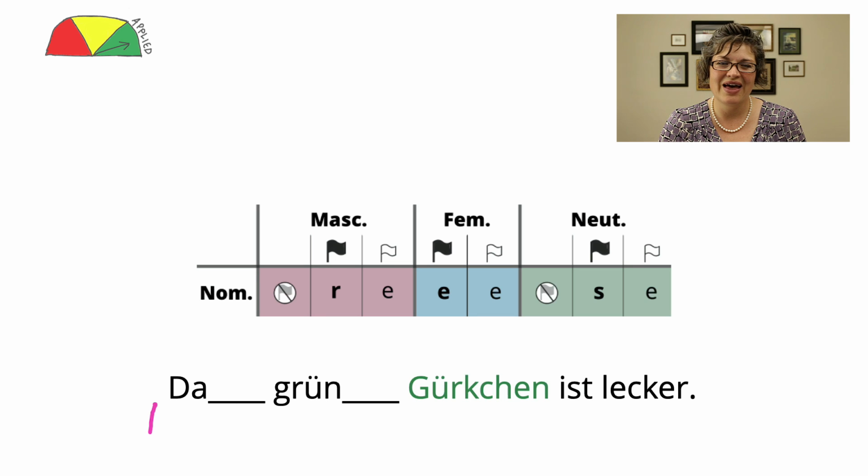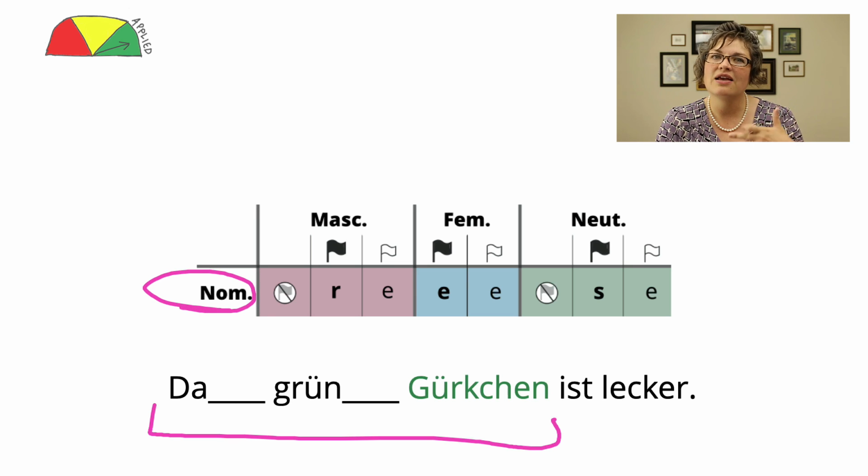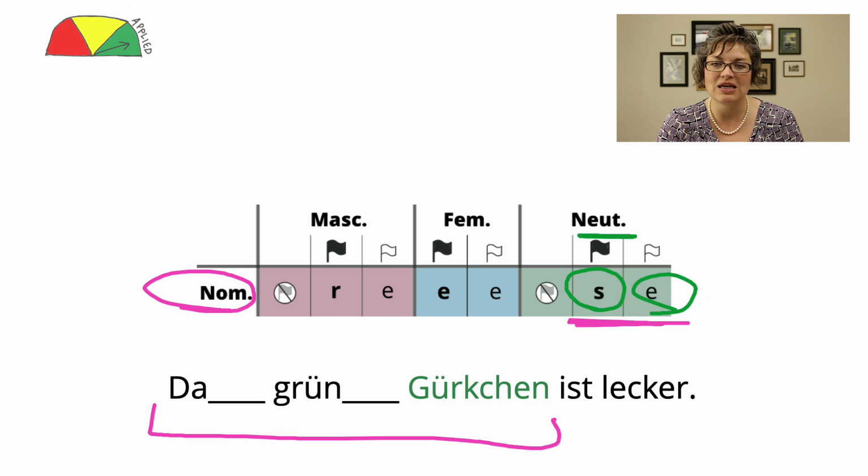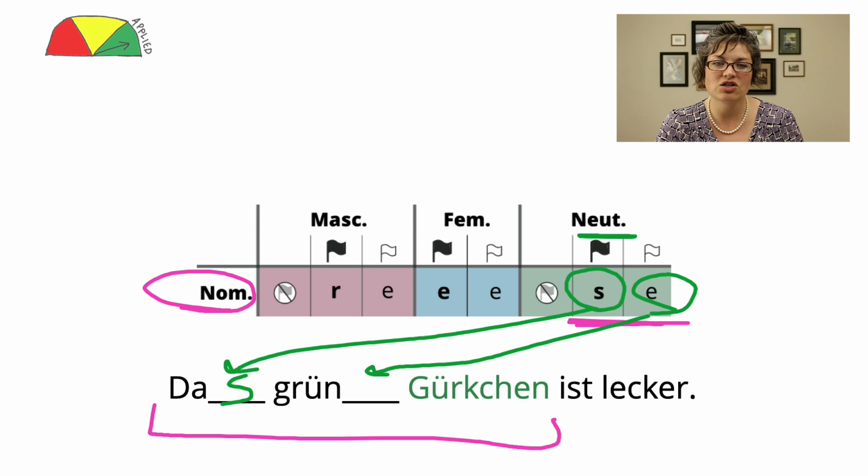Now finally, we have our Gürkchen, also the subject of the sentence, so it also has to be in the nominative case, taking the declensions that are particular to the nominative case for neuter nouns, because Gürkchen is a neuter noun. So we have an S as an option and we have an E as an option. We're going to put the S on our the, and we're going to put the E onto the adjective, or again, like we've seen, if we had multiple adjectives, they would all take E's.